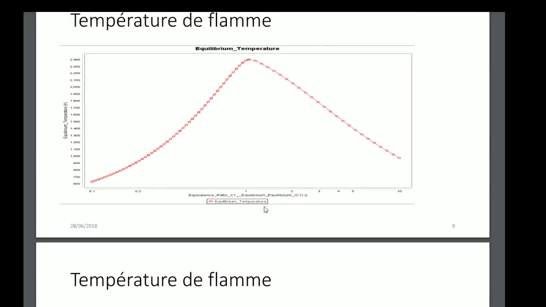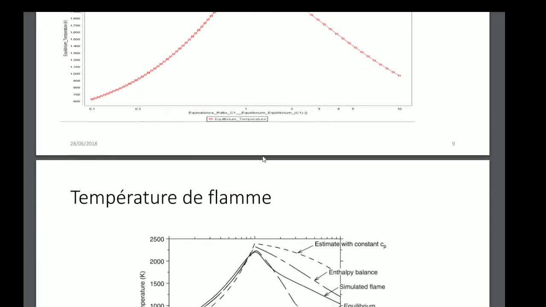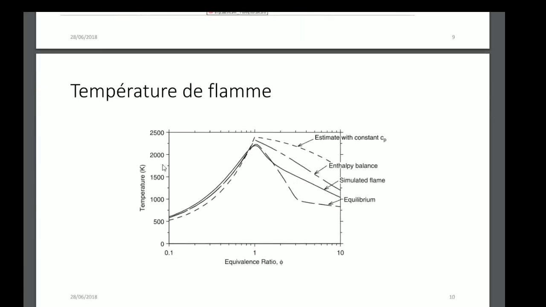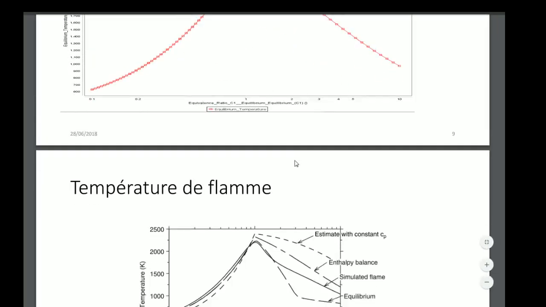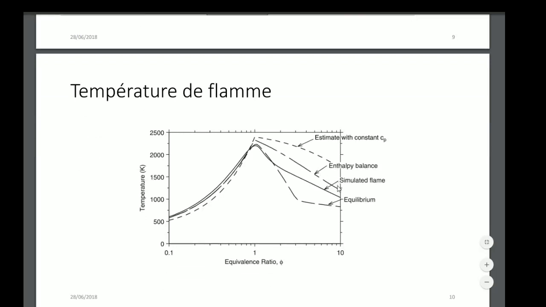I think my thinking is correct because I got this from the literature. So you can see that it peaks at 2000 and a bit Kelvin, so not Celsius, with a ratio near 1. So here we find the same curve as the previous one with the simulated flame.